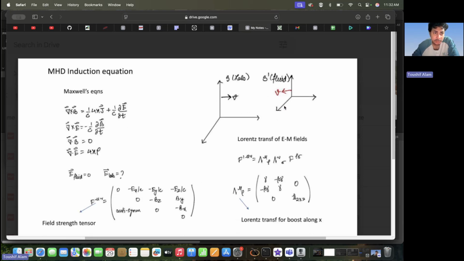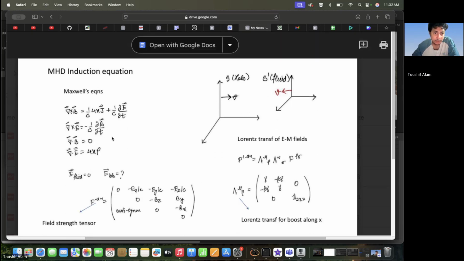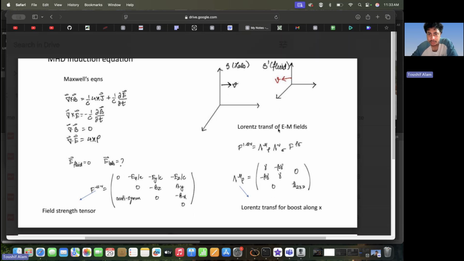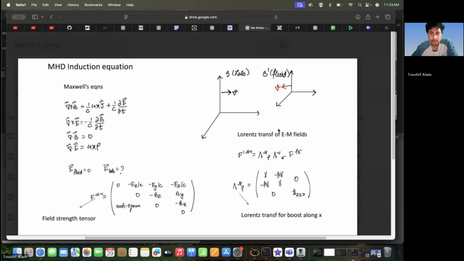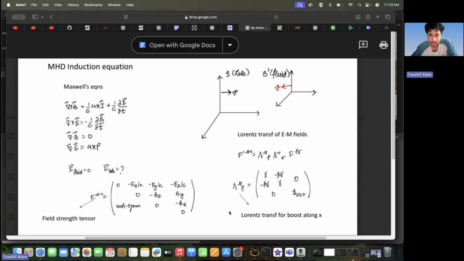Next, the induction equation; Maxwell's equation is this. So you'll have a new tensor. This is the lab frame and the fluid frame. The Lorentz transformation of EM fields is this: F prime mu nu is lambda mu rho lambda nu sigma F rho sigma, the transformation of the field tensor, with the Lorentz transformation being a boost along x.